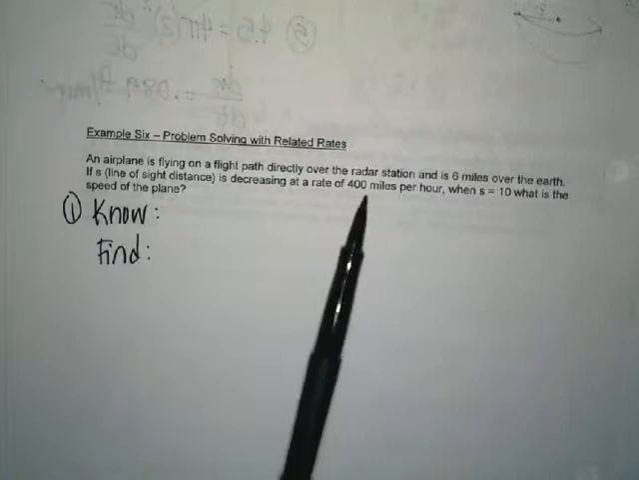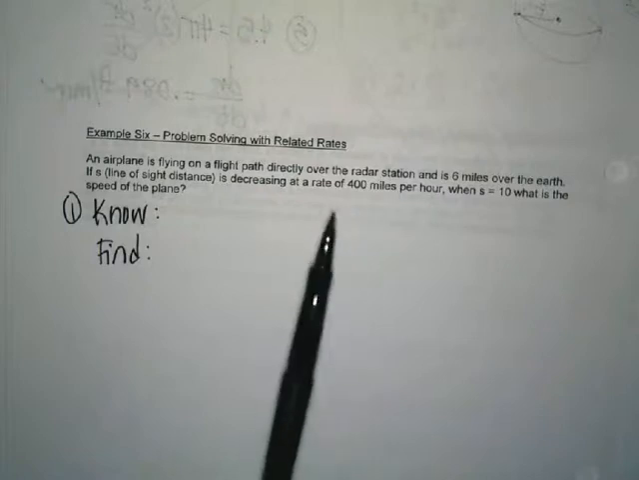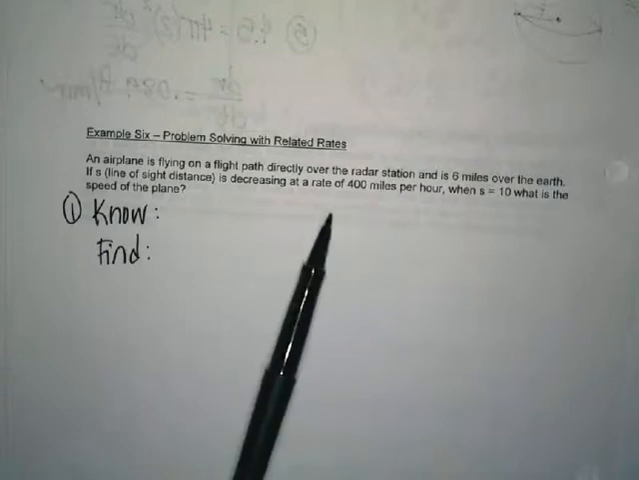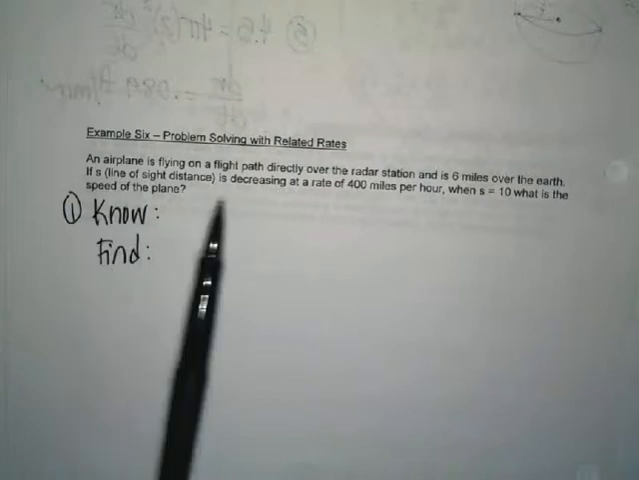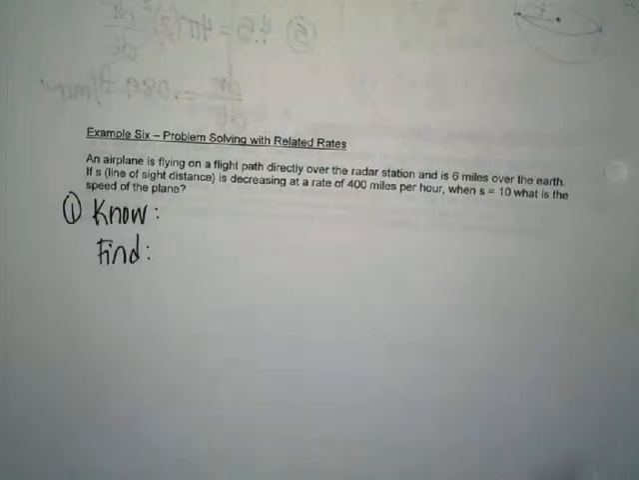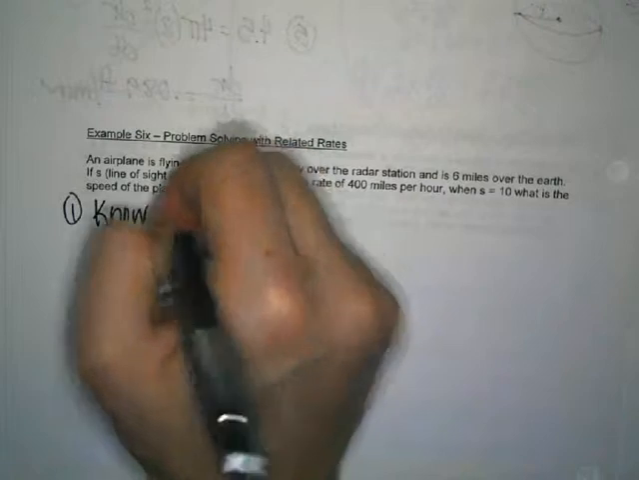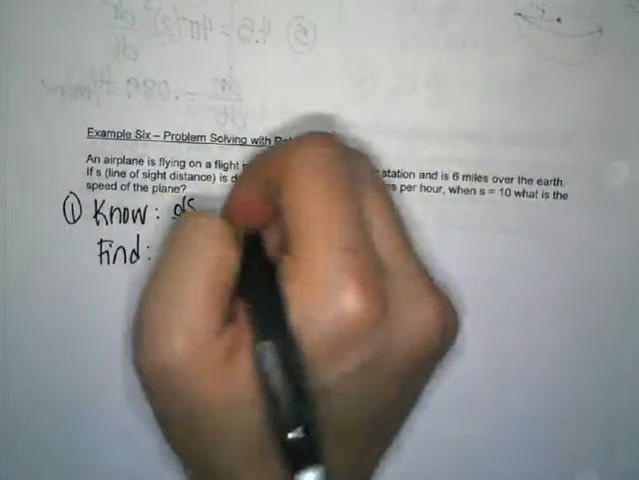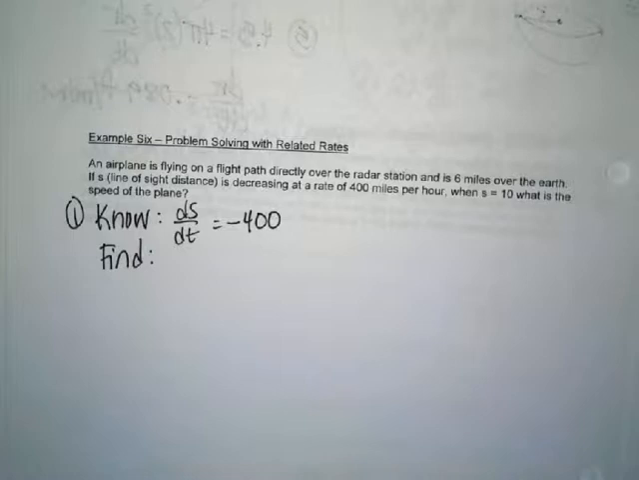Okay. So you look through, for the known part, you're looking for a rate of change. What's the rate of change they give you? 400 miles per hour. And it is decreasing. Good. So it's going to be negative 400. And that is attached to what variable? They give it to you there. S. If S is decreasing at a rate of 400 miles per hour. So we're going to say we know dS over dt is negative 400. Negative because you're decreasing.